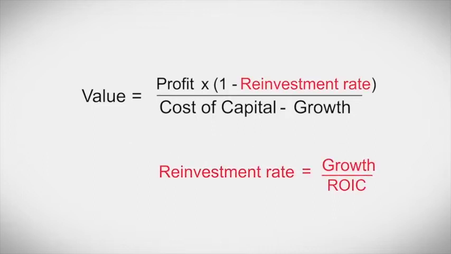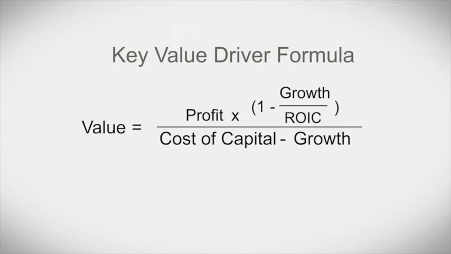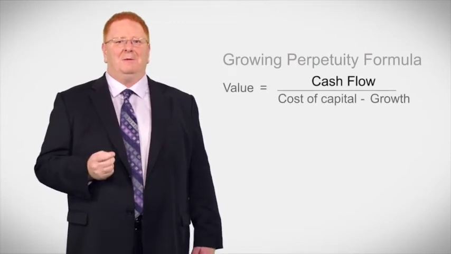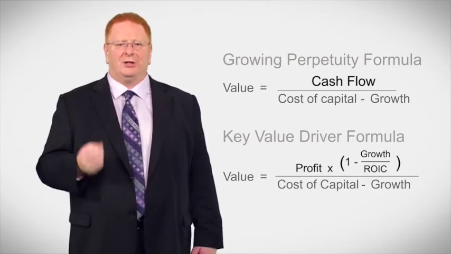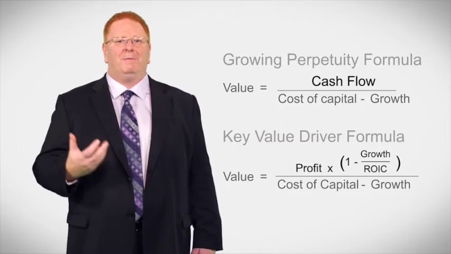Key point I want to make here is regardless of the math, the growing perpetuity rearranged is what McKinsey calls the key value driver formula. And what it helps us understand are the things that investors ultimately look for to drive value in a business long term. And we can use this formula to actually value a business long term. Notice the difference. In the original growing perpetuity formula, we talked about cash flow. In the revised key value driver formula, we talk about profit and return on invested capital, which, by the way, represent the cash flow or free cash flow of a business.